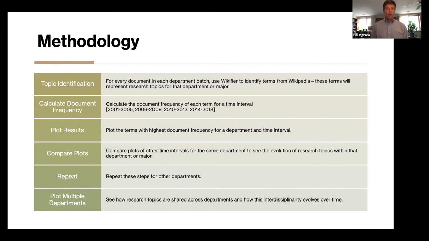The way we rank those is by calculating the document frequency across different periods of time. What I mean is how many documents contained that phrase in a certain batch of time. We normalized against the number of documents so that if one document had just that phrase over and over again, it wouldn't unfairly weigh the results. Then we plotted the results on a graph so we can see what the highest document frequency terms ended up being for the department, and compare these with other departments, and finally plotted multiple departments so that we could see what shared topics they have across them.